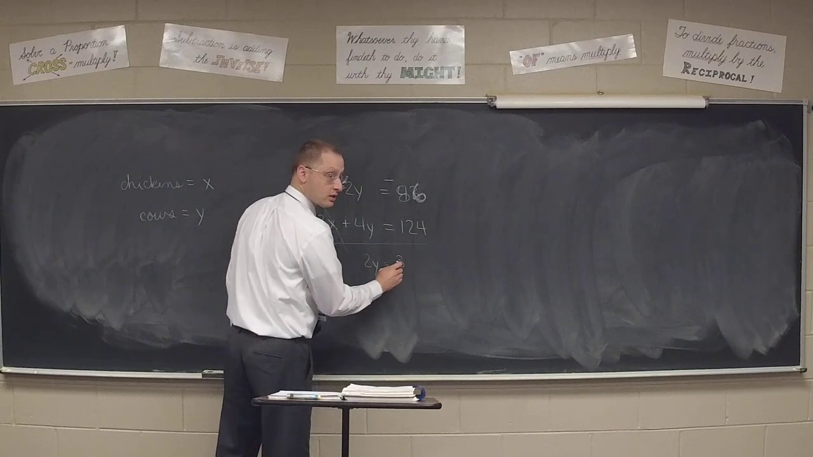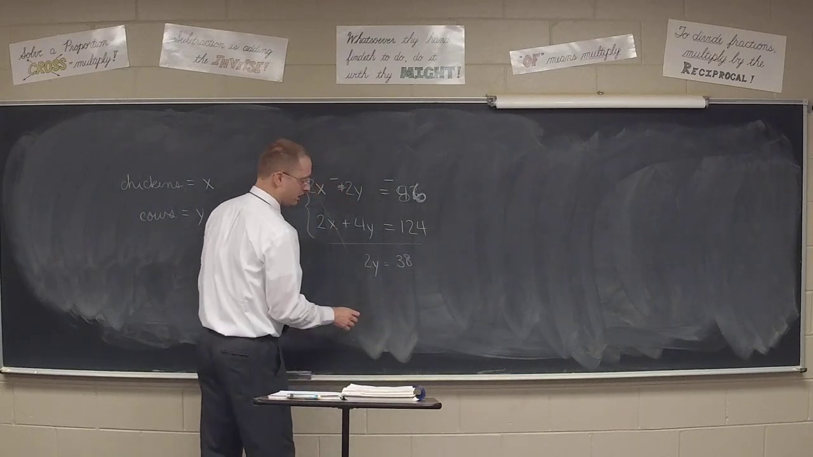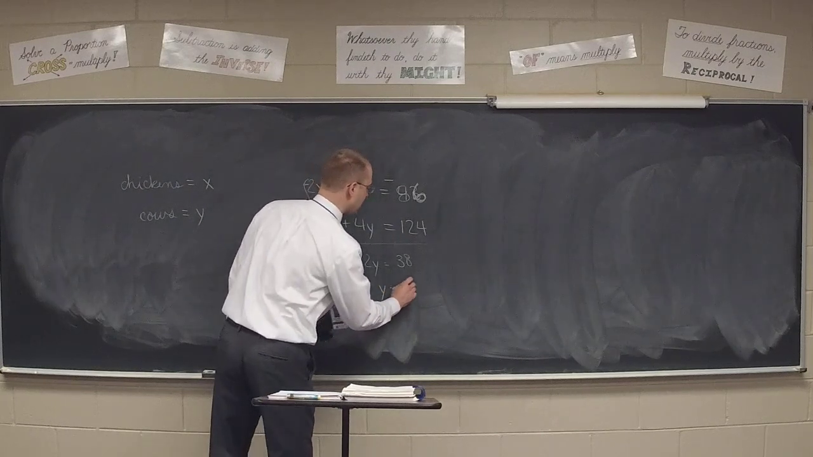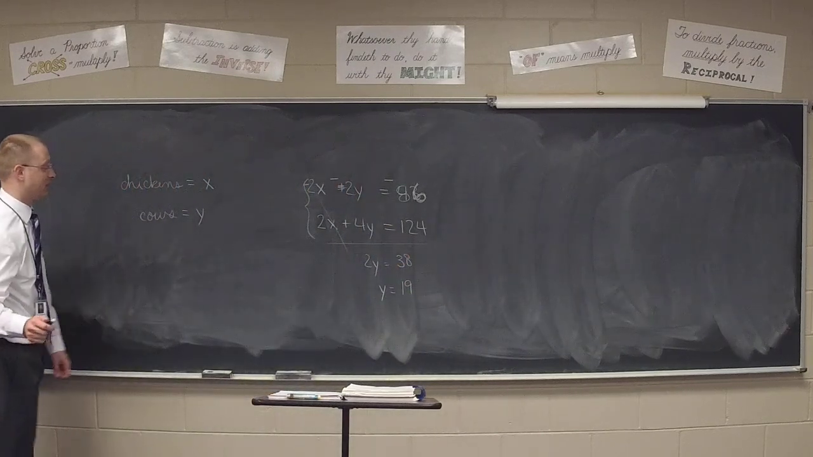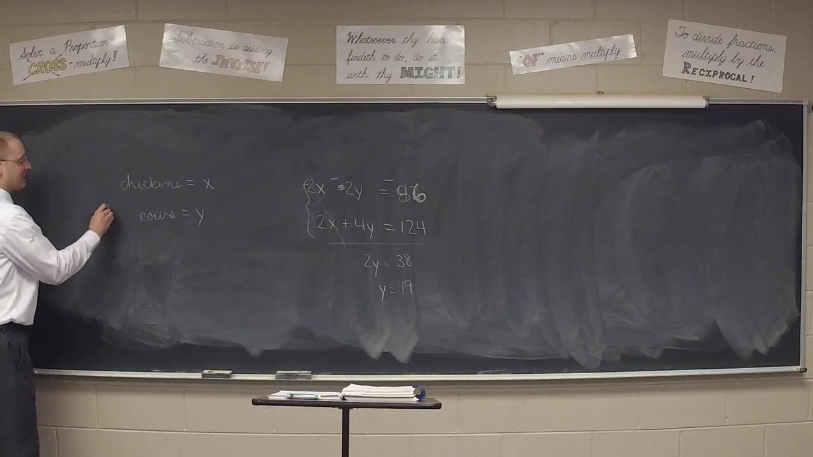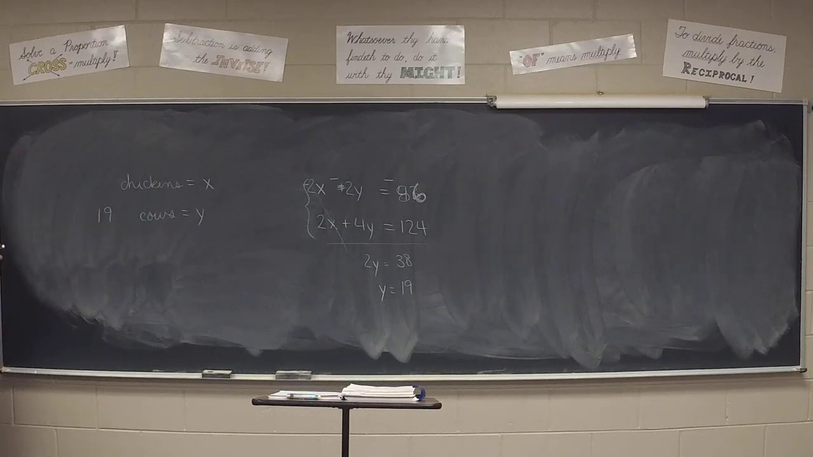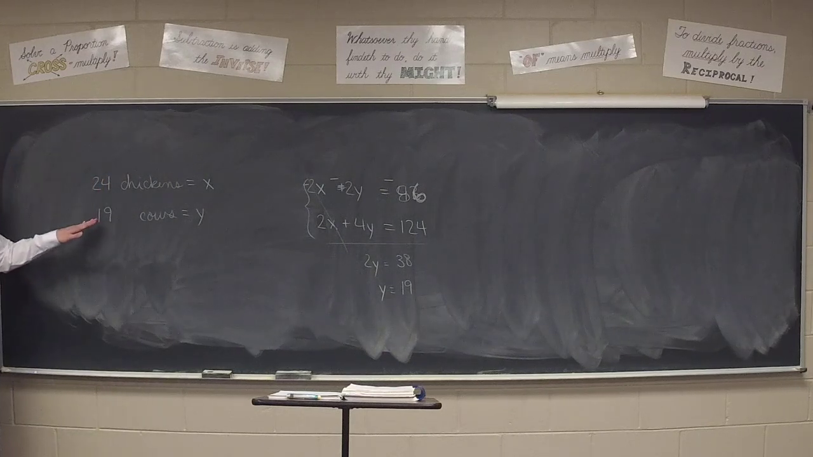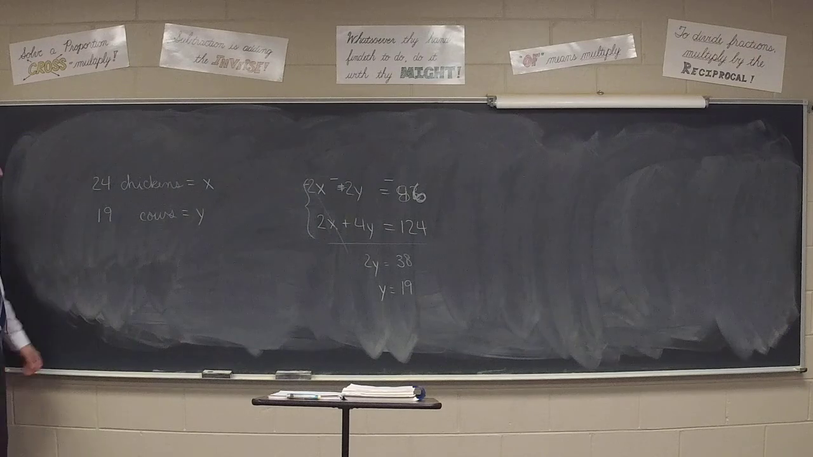What did you say? 38 is correct. Okay, I just didn't hear you. And then you divided away the 2 to get y is equal to 19, which means Farmer Brown has 19 cows. How many chickens must he have then? 24, because he had 43 total heads, 19 cow heads, 24 chicken heads.